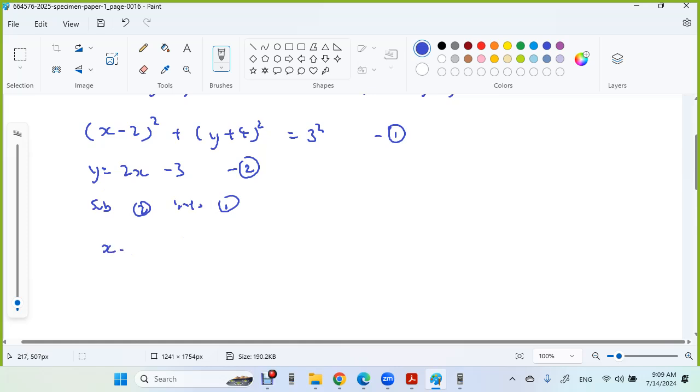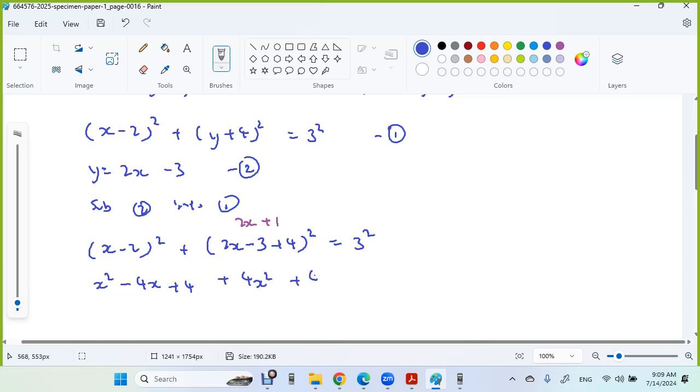Then we have (x minus 2) squared plus (2x minus 3 plus 4) squared equals 3 squared. So we have x squared minus 4x plus 4, plus (2x plus 1) squared, which is 4x squared plus 4x plus 1, minus 9 equals 0. Then we have 5x squared, and the 4x minus 4x is cancelled. Then 5 minus 9 is negative 4 equals 0.